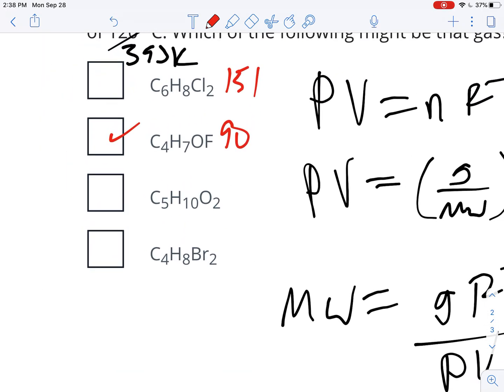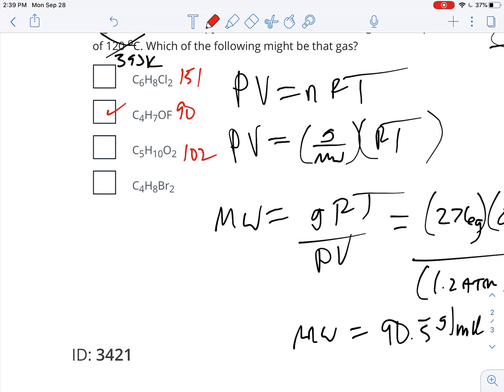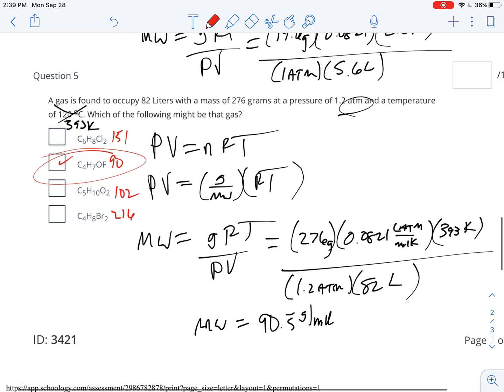For completeness' sake, we'll check the other ones out. 5 carbons at 12 each is 60, and 10 for those, and 32 for the 2 oxygens. That's 102. That's not the end of the world, but the 90 is certainly closer. And then 4 carbons is 48, and 8 hydrogens is 8 more, and then a 79.9 and another 79.9 for the other bromine there. That's about 216 or so. So yeah, definitely that guy there is the closest at 90.